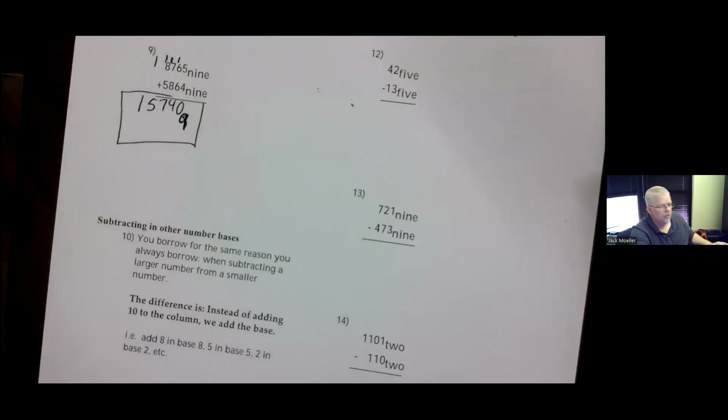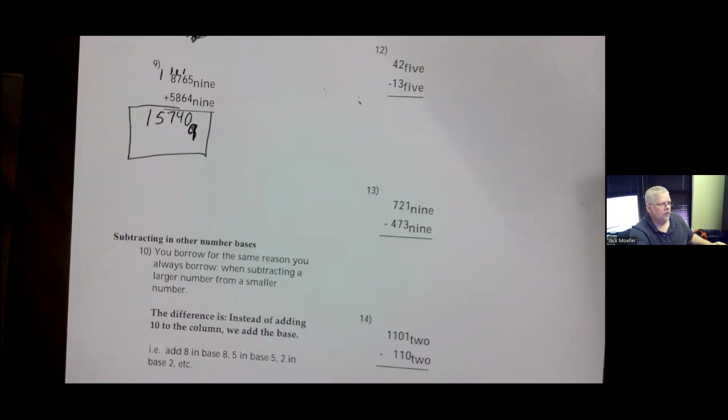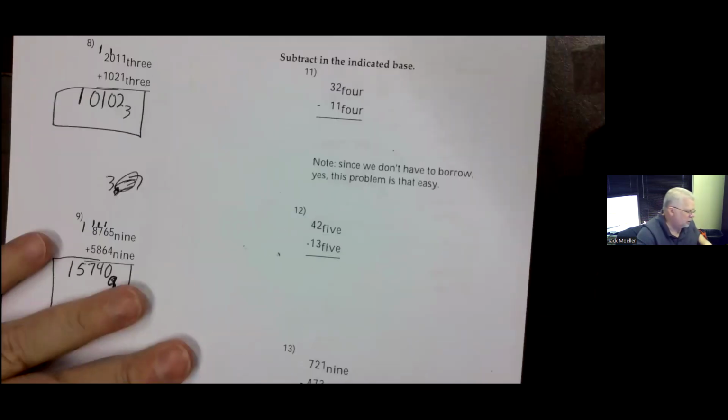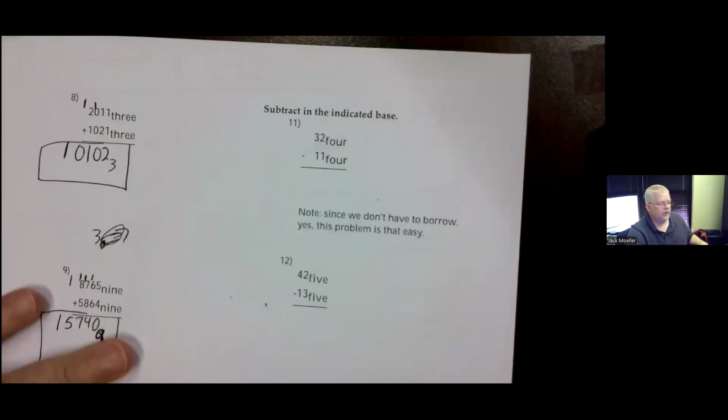Subtracting, again, works as normal. You start on the right, work your way left. When do you have to borrow when you subtract? It's when you're trying to take a bigger number from a smaller number. And so all that still applies. The only difference is now instead of borrowing 10, because we're in base 10, we're going to borrow 8 if we're in base 8. We're going to borrow 5 if we're in base 5, and so on. All right. So let's just jump into this and see how it goes.